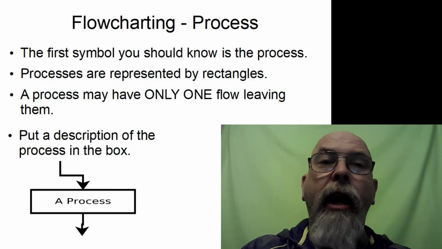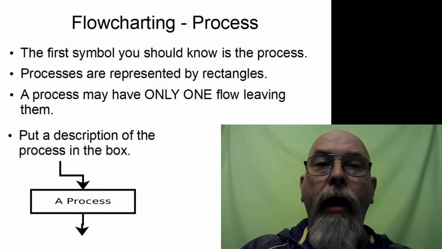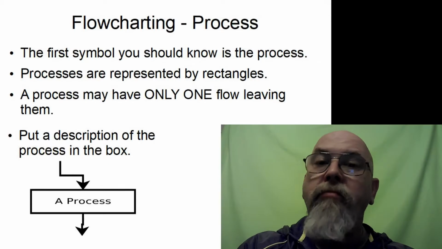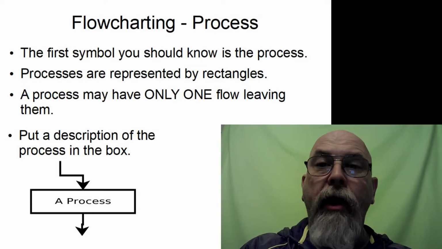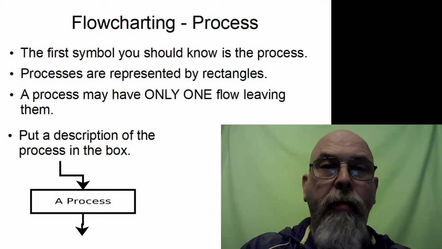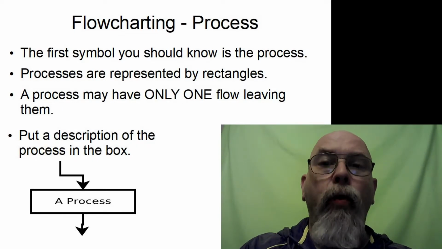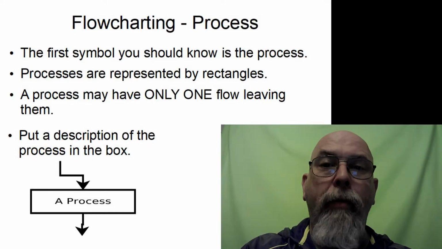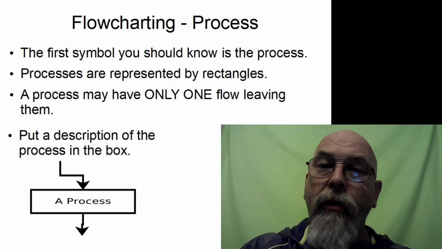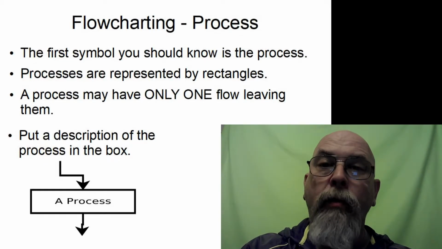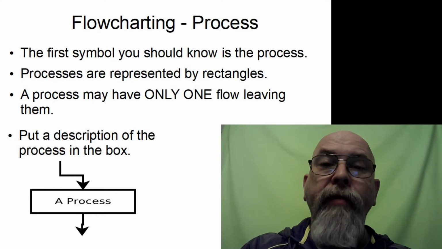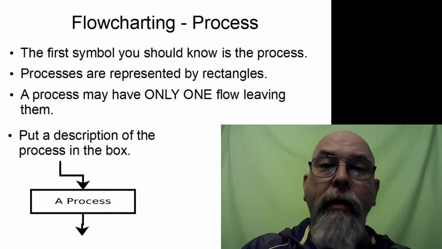It represents a process. A process may have several arrows flowing into it, or flows of process, and only one arrow may leave a process. Be very careful when you're defining your processes, only one arrow may leave. Also, put a brief description of the process in the box.